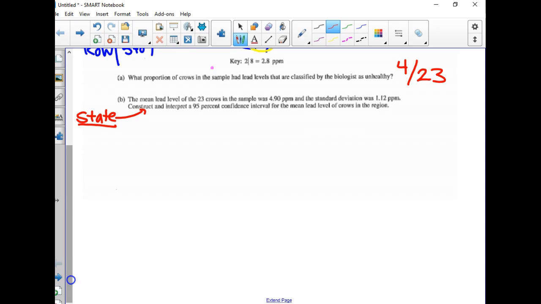So right away here, I see that I have an average. I know I'm going to be using a T distribution. I have a one sample T, they want an interval for mu. So I like my kids in the state part to tell me what is mu. Mu is equal to the true mean lead level of all crows in this region, I think.